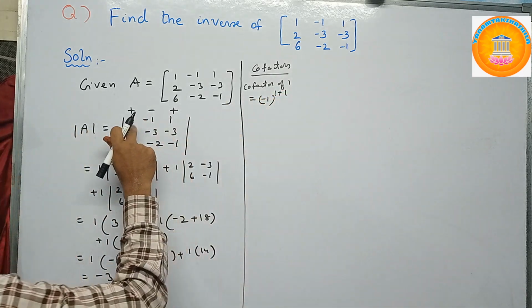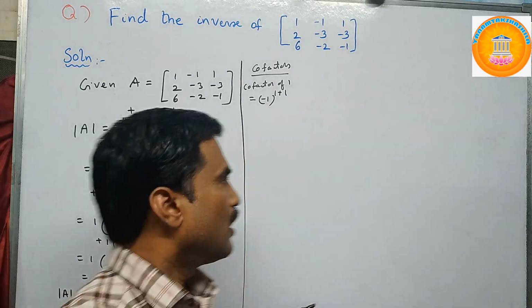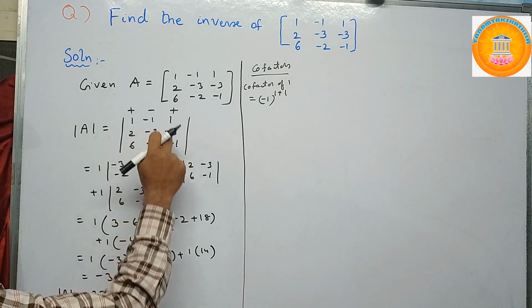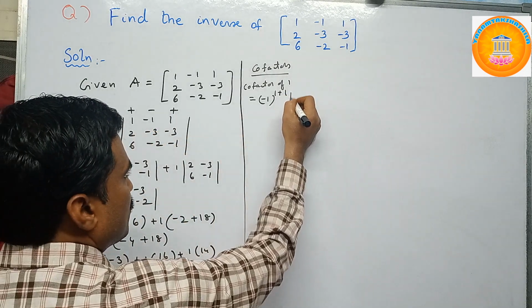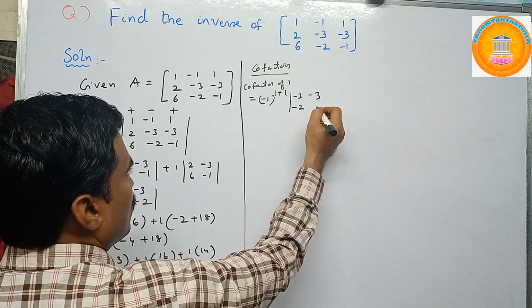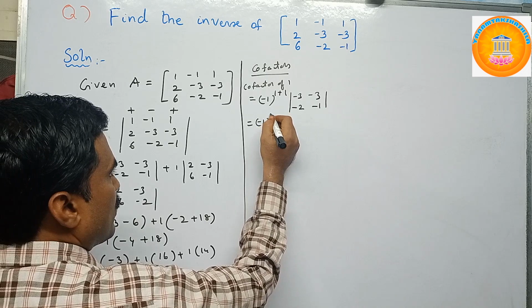Into the minor of 1. So what is the minor of 1? You have to take the determinant of the other elements which are not in the first row and first column. So what are those elements? That is -3, -3, -2, -1. Now evaluate this. So (-1) power 1 plus 1 is 2.